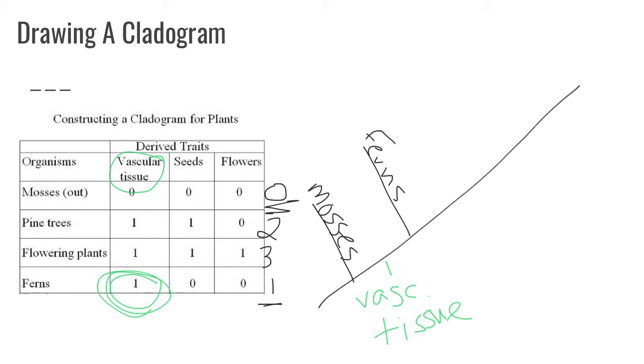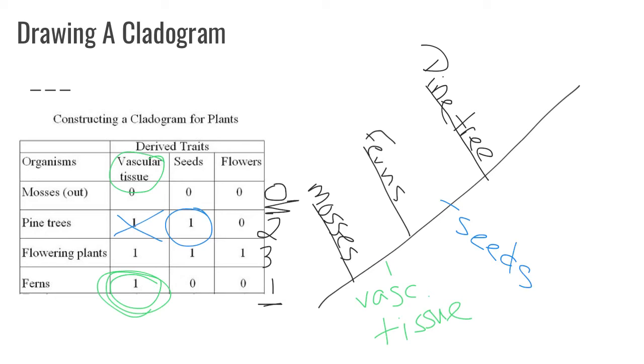All right, as we continue then, the next one that has 2 traits is going to be the pine trees. So they're going to come up next. I'm going to write pine tree on here. And the thing that makes them different is we already know that they also have vascular tissue. That's why they're going to be above this line. But the other thing that they have here is seeds. So I'm going to write seeds on here. So that tells me that pine trees have both seeds and vascular tissues. Ferns only have vascular tissues, and mosses don't have either.